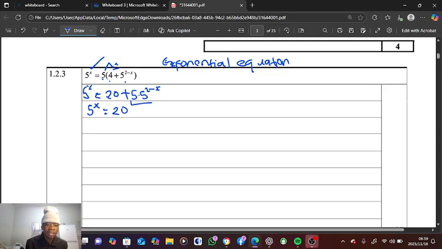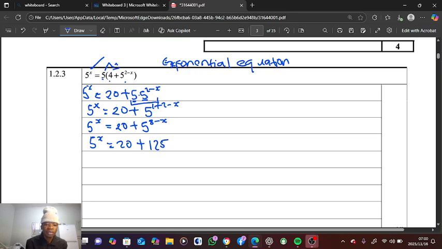Remember, if we have the same base and we're multiplying, we add the exponents. We can say 5 to the power of 1 plus 2 minus x. So we're going to have 5 to the power of x is equal to 20 plus 5 to the power of 1 plus 2, which is 3, minus x. We can change 5 to the power of 3 to 125.